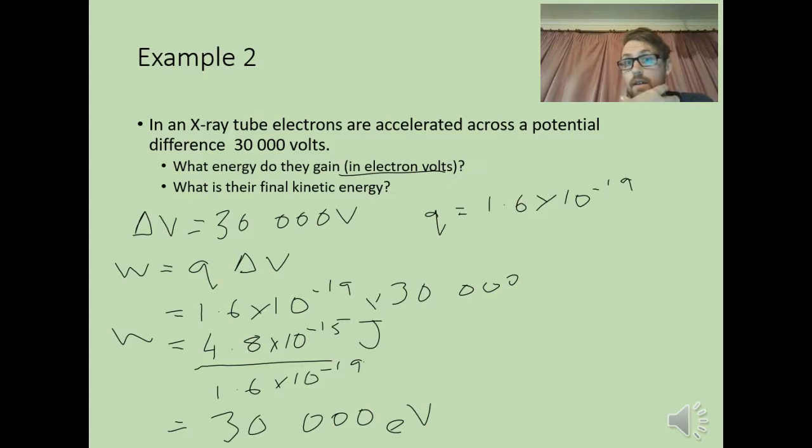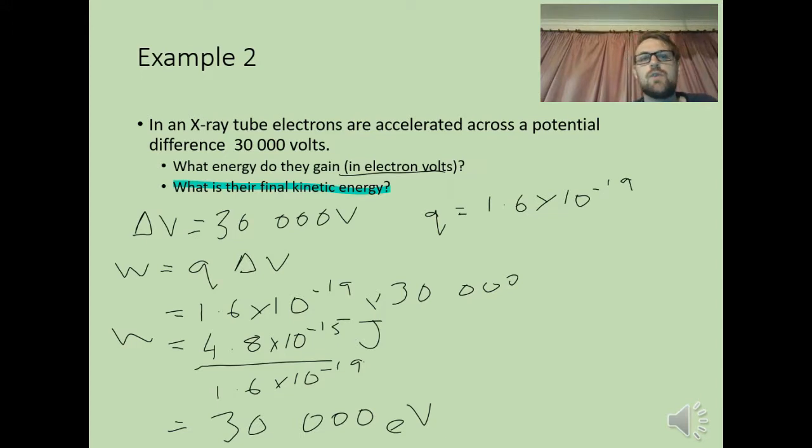All right. So we can never use electron volts in an equation. I'll just reiterate that again. It's really important to understand. But we do give our answers a lot of the time in electron volts, and you'll be asked to do that. So the second part asks, what is their final kinetic energy?